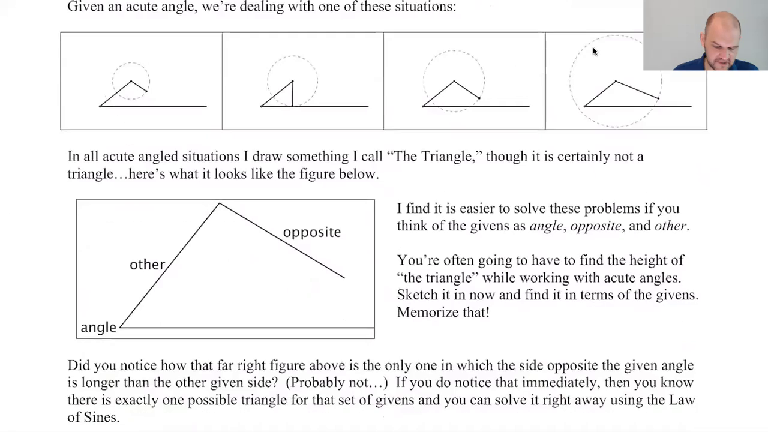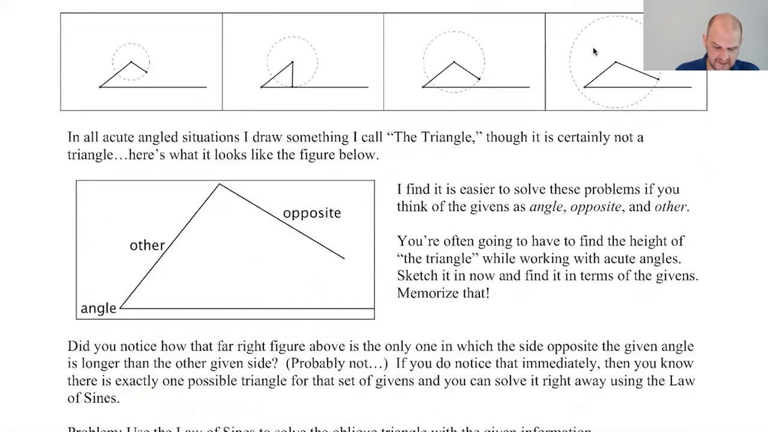I draw the same picture every time. The picture looks like this. Here to here to here. I call it the triangle. It is not a triangle. It's like when you're drawing a rectangle, you don't want to draw a square because a square has certain properties. You don't want to assume those properties. Here, I'm drawing the triangle because I don't know how many triangles there are. Maybe there are two triangles. Maybe there are no triangles. Maybe there's only one. So I just draw this sort of generic thing.